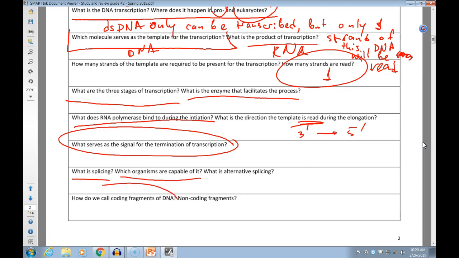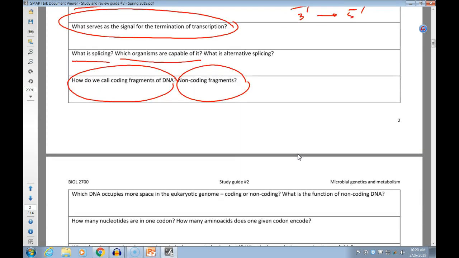Now, coding fragments are exons, non-coding are introns. Introns are excised, exons are stitched together. This is why we call this process splicing. Now, which DNA occupies more space? Non-coding. And its function is most likely regulatory. Correct.